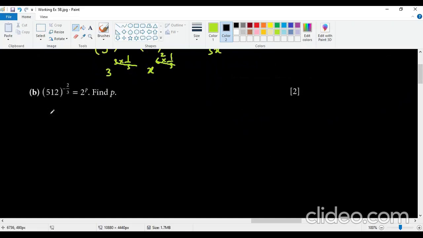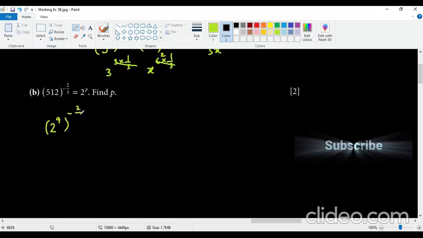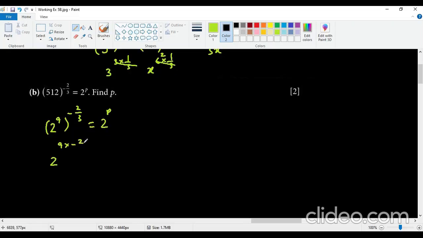Now 512 can be written as 2 to the power 9. Just check, 2 to the power 9 is going to give us 512. So I can write 2 to the power 9, to the power negative 2 over 3, equals 2 to the power p. Now in here, I know that when 9 is multiplied by negative 2 over 3, it's going to give us negative 6 here. That means 2 to the power negative 6 equals 2 to the power p. So the value of p is going to be negative 6. So p equals negative 6. And you get 2 marks for this question.